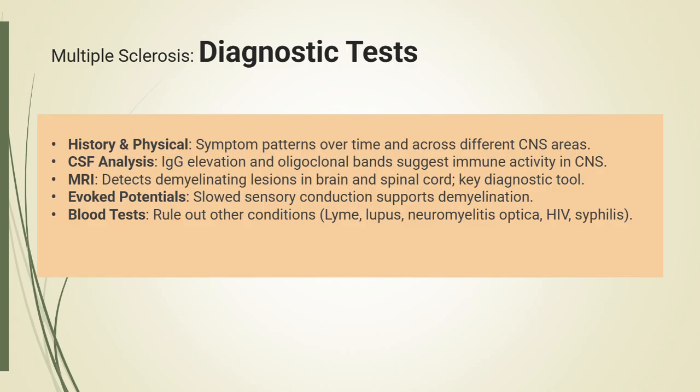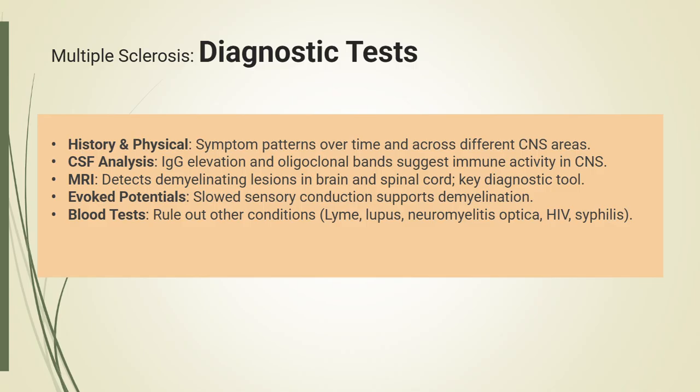The most important diagnostic tool for multiple sclerosis is magnetic resonance imaging, or MRI. MRI allows us to visualize areas of demyelination in the brain and spinal cord. These appear as bright or dark patches called lesions or plaques. MRI can determine both old and new lesions, helping establish the dissemination in time and space criteria needed for diagnosis.